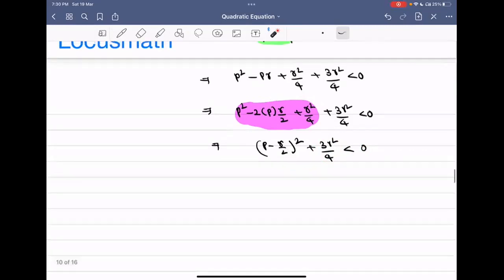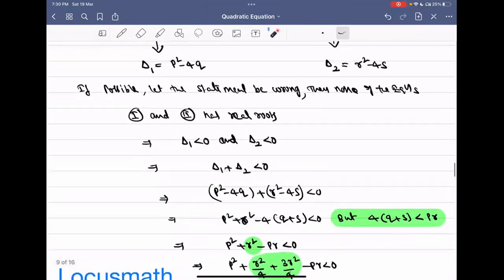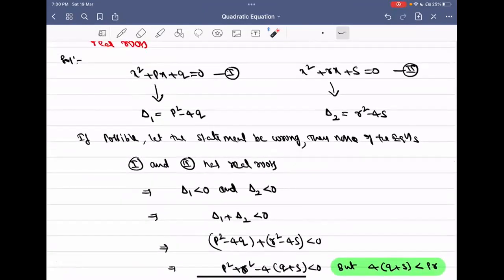This is not possible. Why did we get this? A positive quantity is less than zero, non-negative quantity less than zero? Our assumption is wrong. What is our assumption? Let the statement be wrong.